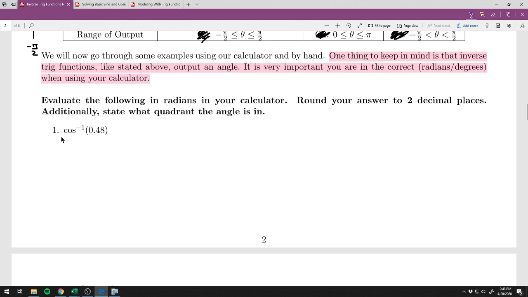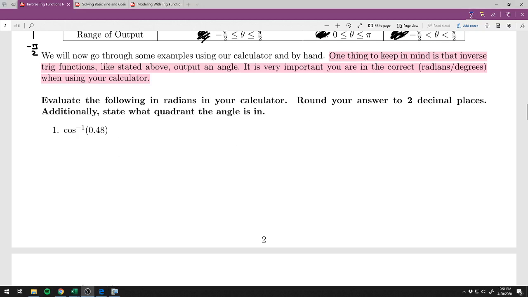So you'll see questions like this. Evaluate the following in radians in your calculator. Round your answer to 2 decimal places. Additionally, state what quadrant the angle is in. So this is very important. If you can do the calculator part, that's pretty much thoughtless. You just type this in your calculator. But it's really important to know what it's putting out. It's putting out an angle in some quadrant. So that's why we're going to focus on this first.